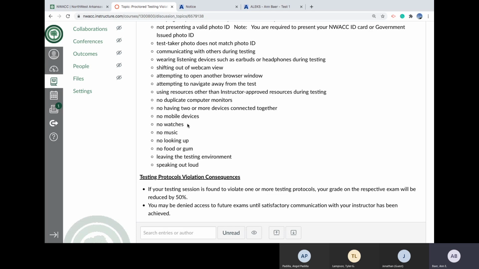No mobile devices, no watches, no music, no looking up, no food or gum. You are allowed something to drink. So you don't want to leave the testing environment. So make sure you're going to the bathroom right before you take the test. No speaking out loud. This is what the student violated this summer that I was talking to you about and got a 0 on the final.